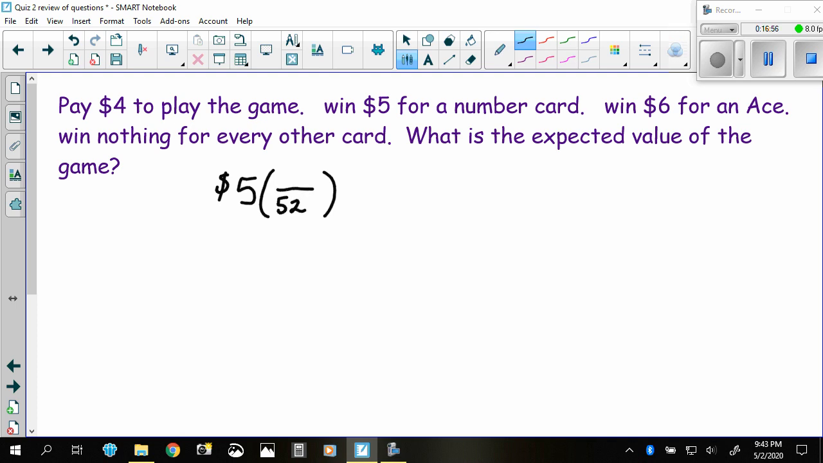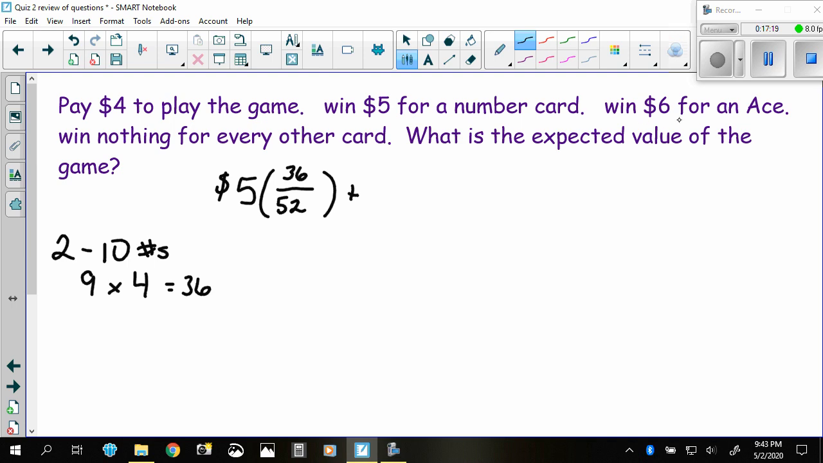So in each suit, you have 2 through 10 in your number cards. So that is 9 cards in each of the 4 suits. So if we multiply the 9 cards times 4 suits, that gives us a total of 36 cards that we could win $5 with. So we're going to put 36 out of 52.